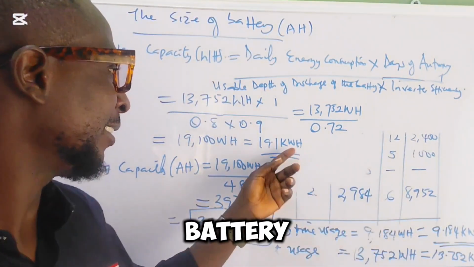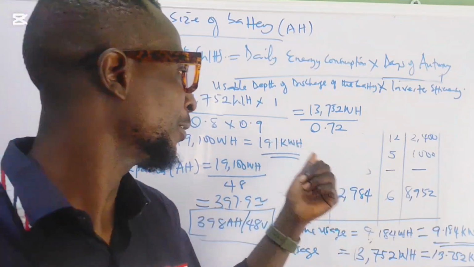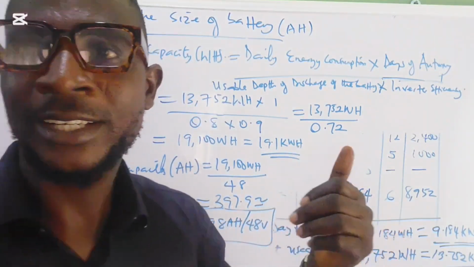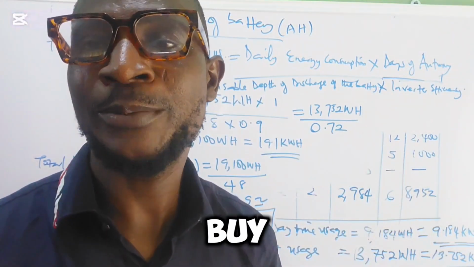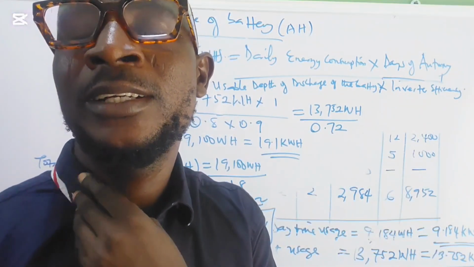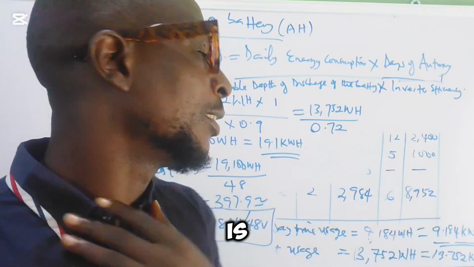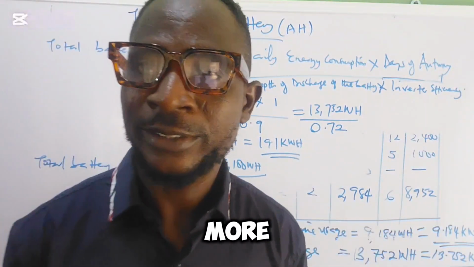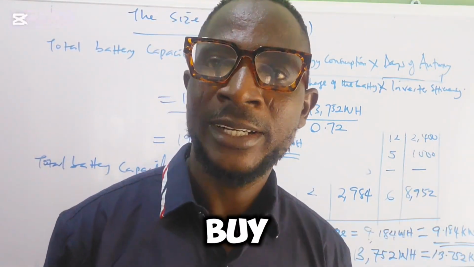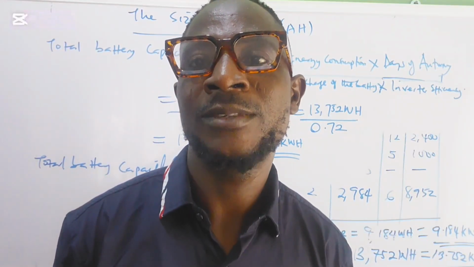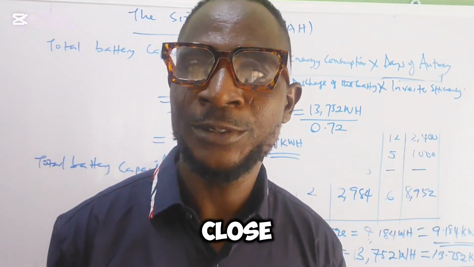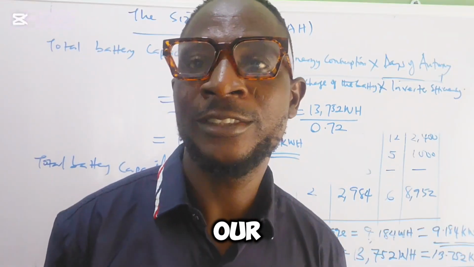So if you are buying batteries that are rated in kilowatt hour, and you cannot get 19 kilowatt hour, you can round it up to 20 kilowatt hour. You can buy a 20 kilowatt hour lithium ion battery, or you buy 25 kilowatt hour. It's still very okay. 25 kilowatt hour, it's still very close. A 25 kilowatt hour lithium ion battery.